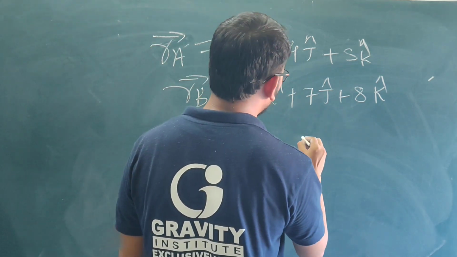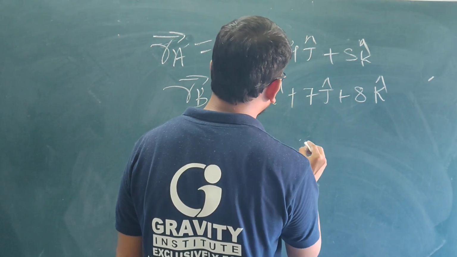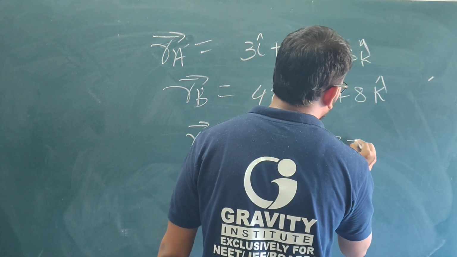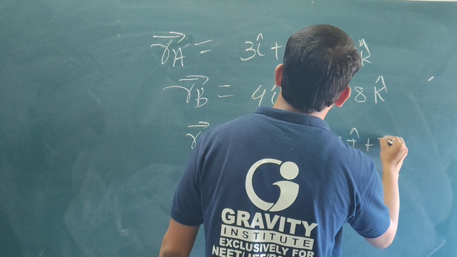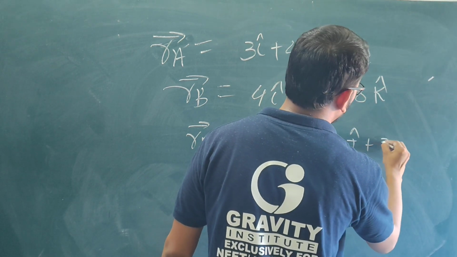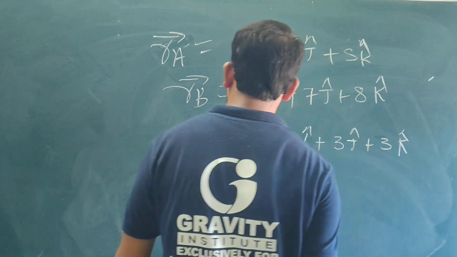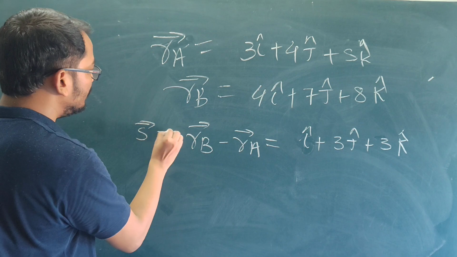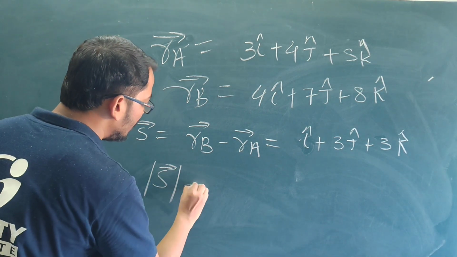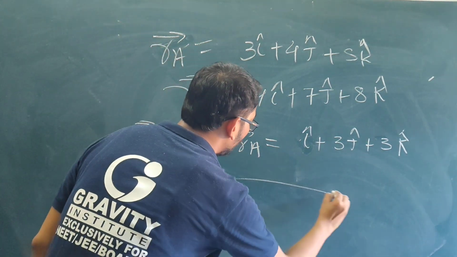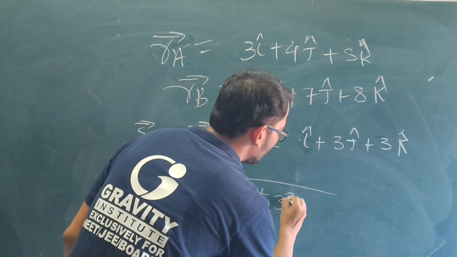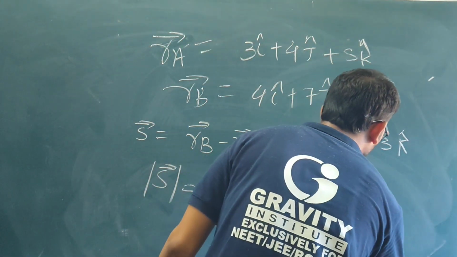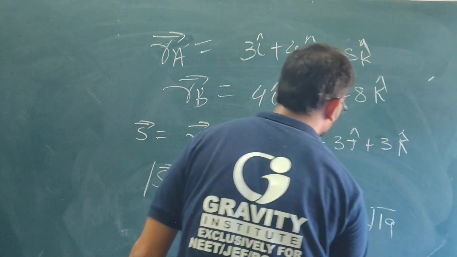So displacement will be (4 minus 3) i plus 3j plus 3k. What will be the magnitude? The magnitude of displacement is the distance. So the magnitude of displacement is the square root of 1 square plus 3 square plus 3 square. This is 9 and 9, 18, 1, 19. Root 19.